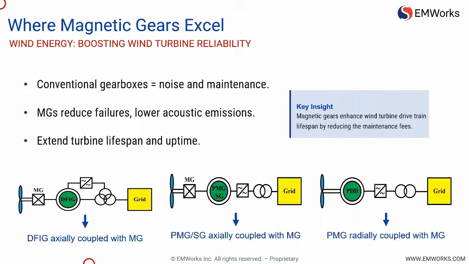simpler power conversion. And in the picture on the right, we see a radially coupled configuration of our direct drive system, which has high torque density at low speed, ideal for large-scale turbines.